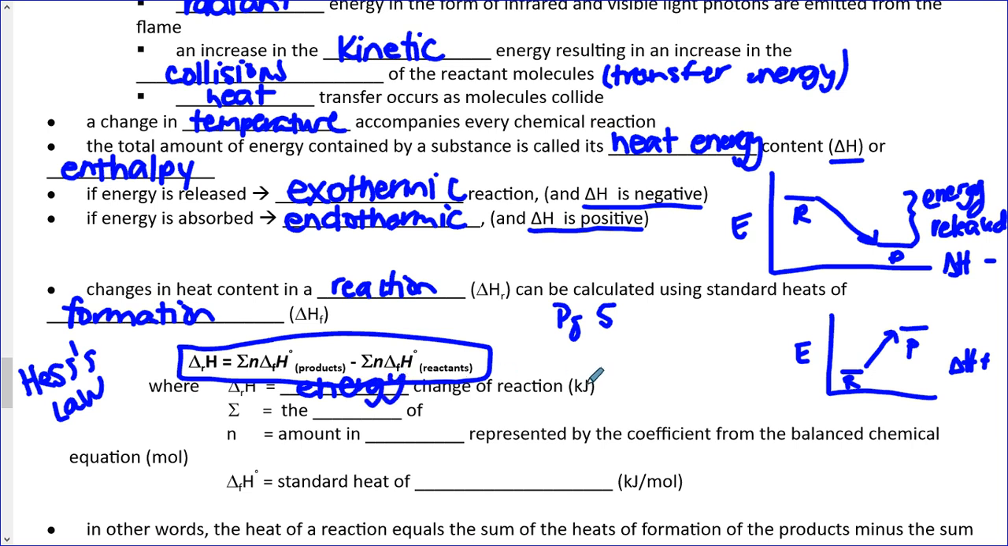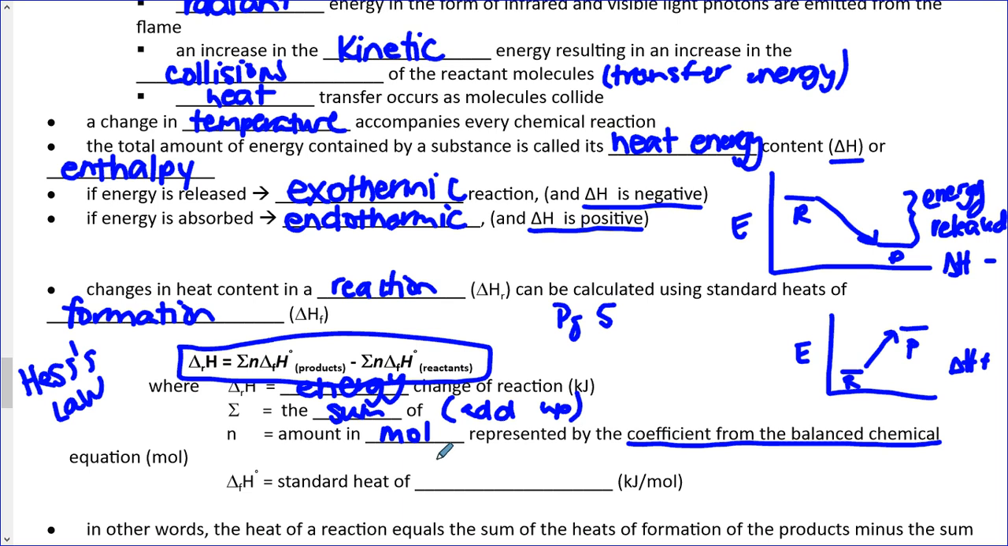So energy measured in joules. A kilojoule is 1,000 joules. This weird looking E actually means the sum of. So when we're talking sum, we're going to be talking about adding things up. And n is the amount in mole. You would have seen that in Science 10 and Science 20 if you took it. n is the number of moles of substance, represented by the coefficient from the balanced chemical equation. So you need to have your equation balanced correctly in order to do these problems.